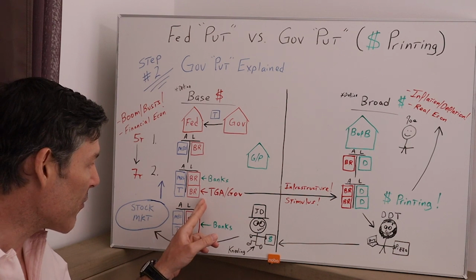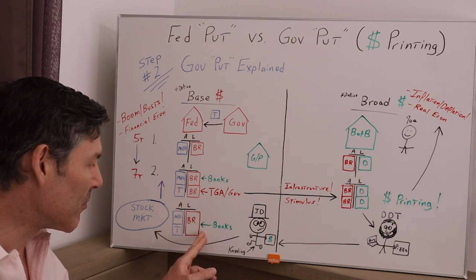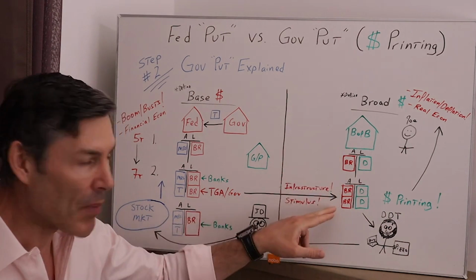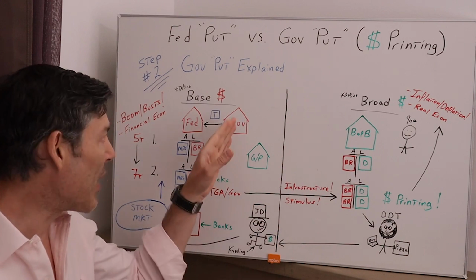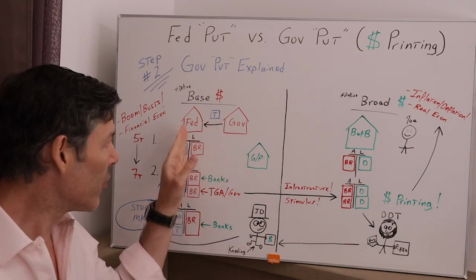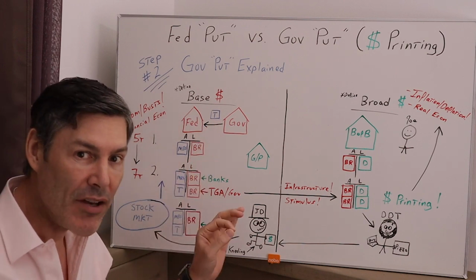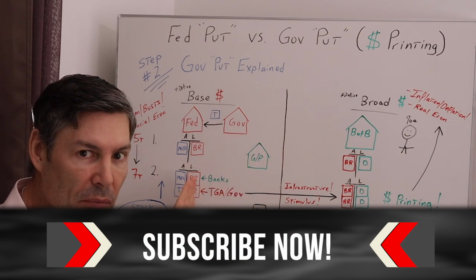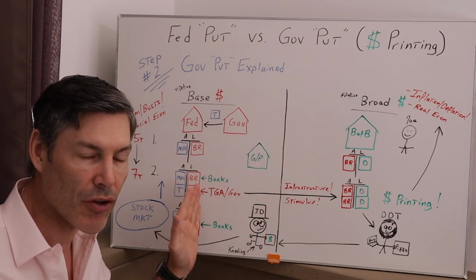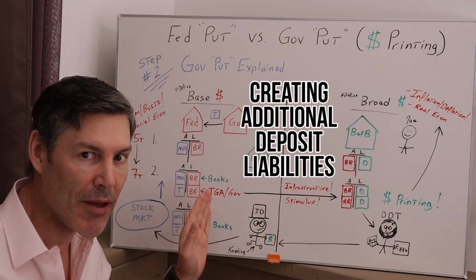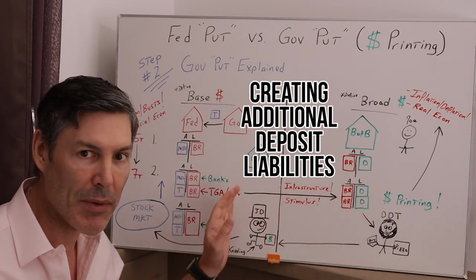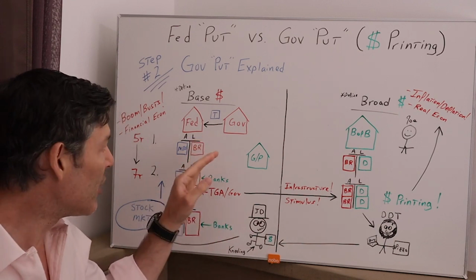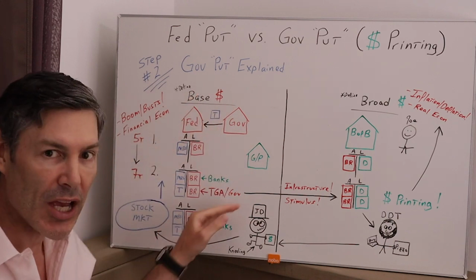They've gone from the government to the commercial banking system, and that's reflected by the asset side of B's balance sheet. So what's happened is the base money has increased through this transaction, and the broad money has also increased by the government spending those bank reserves or creating additional deposit liabilities in the real economy. That's the big difference. When the Fed does quantitative easing, it's just with the base money supply. It's in the financial economy.